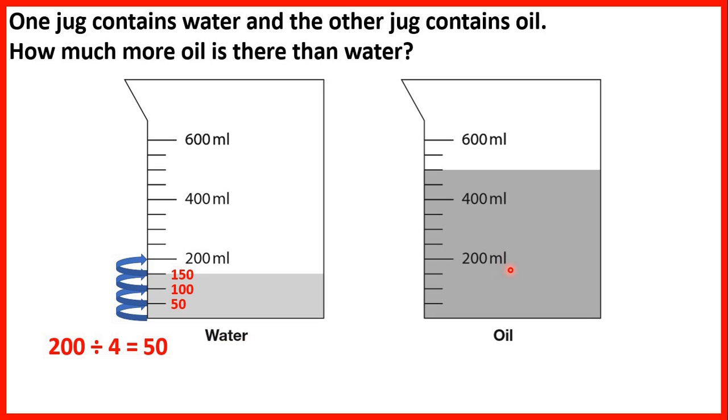And then if we look at the jug that contains oil, we can see that we have right in the middle of 400 and 600 millilitres, so that's 500 millilitres. Now the question asks how much more. So how much more is 500 than 150? Well, we can find the difference by subtracting, and 500 minus 150 is 350. So there is 350 millilitres more oil than water.